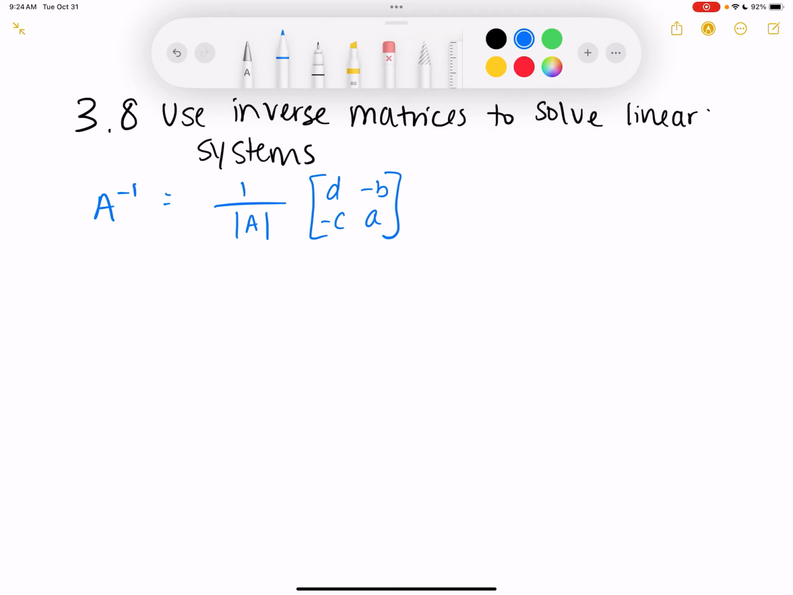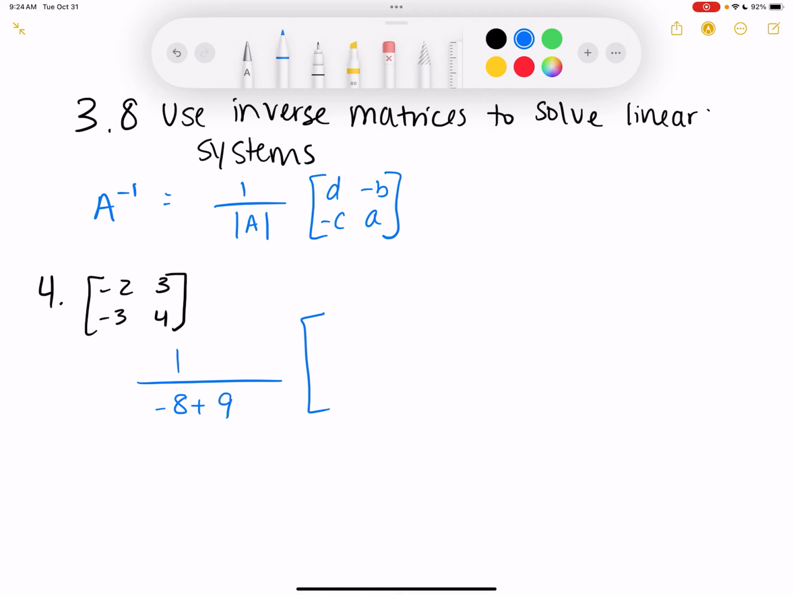Let's start with number 4. We have the matrix -2, 3, -3, 4. And I want to find the inverse of it. So, I have 1 over, what is the determinant of this matrix? -8 plus 9. And then times the matrix.